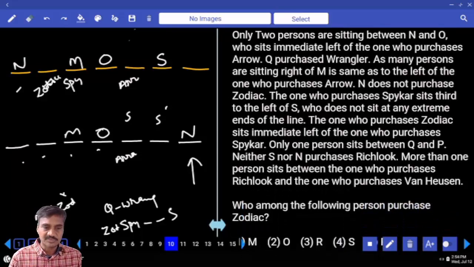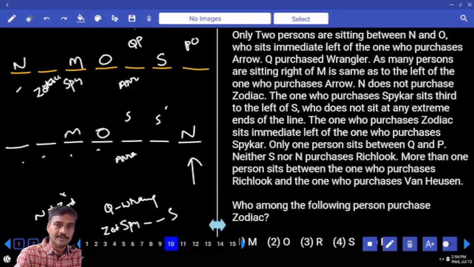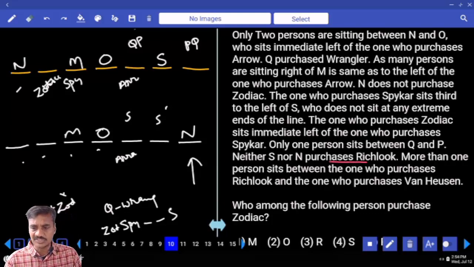And only one person sits between Q and P. One person between Q and P means they must be in alternate places: QRP and PRQ. Then, neither S nor N purchases Rich Look. S and N, Rich Look is ruled out. More than one person sits between Rich Look and Van Heusen. Between Rich Look and Van Heusen, there must be more than one. Then tell me what are the different possibilities.